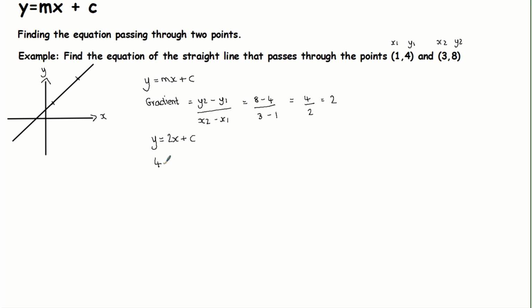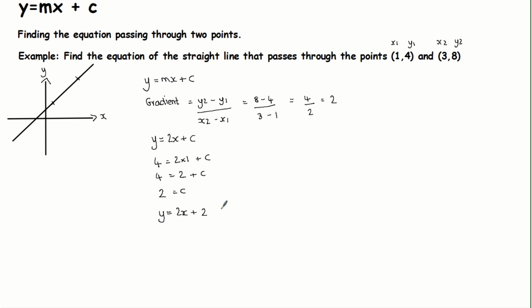So I can say, well, 4 is equal to 2 times 1 plus c. So now 4 is equal to 2 add c. What does the value of c have to be to make it equal to 4? Well, 2 add 2 makes 4, so I know c is equal to 2. Therefore, my final equation is y is equal to 2x add 2.